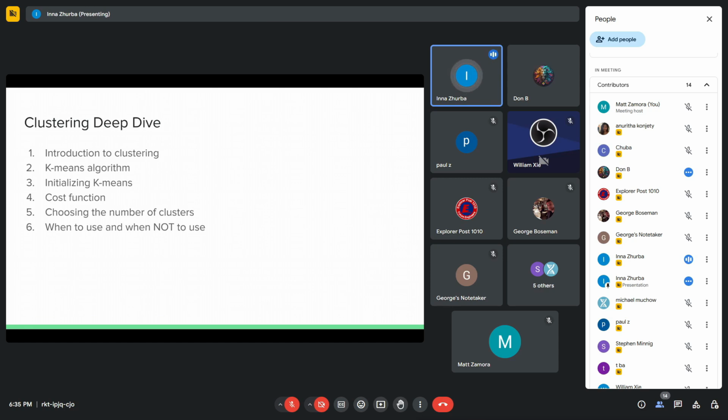So we're going to talk about the clustering in general. This is like a short agenda, and then we'll look at the K-means algorithm. We'll talk about how we initialize the centroids and the cost function. And the most important is probably choosing the right number of clusters, because K-means is the algorithm that uses a predefined number of clusters. We cannot just randomly select one. And then as a summary, we will talk about when to use it and when not to use it.